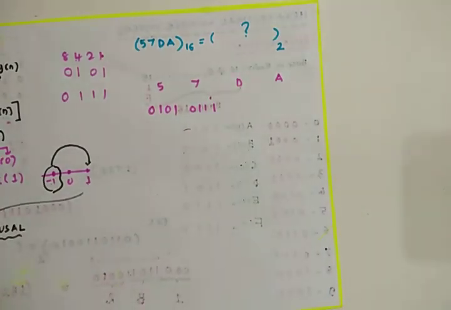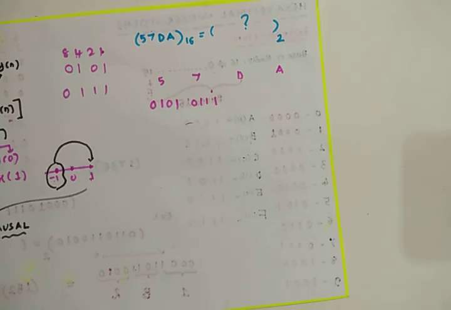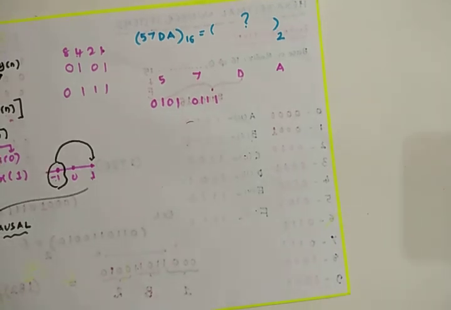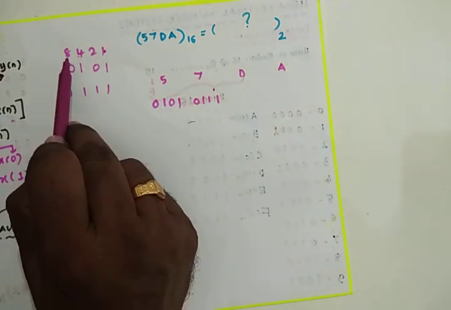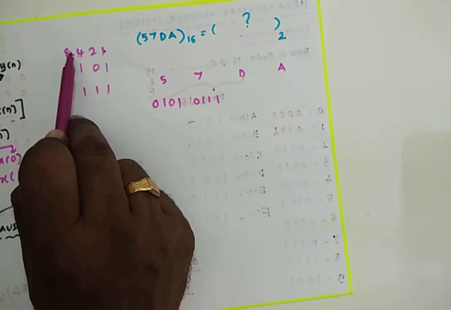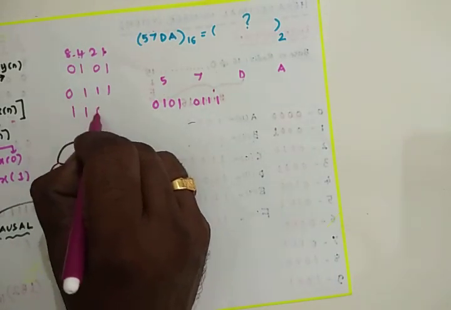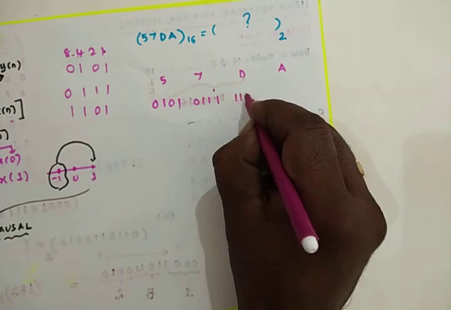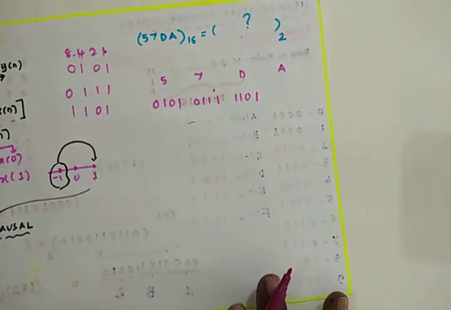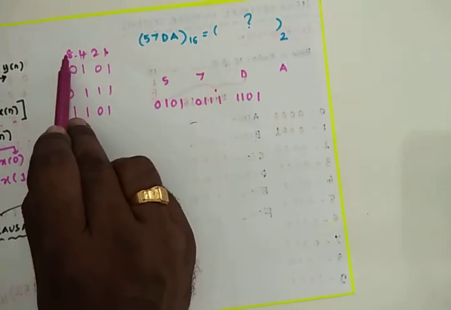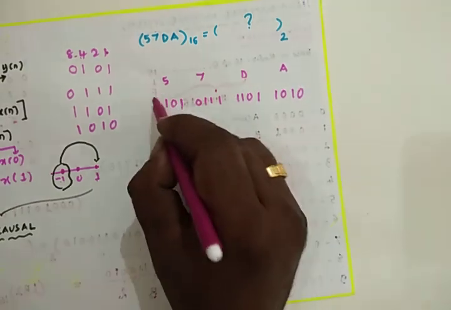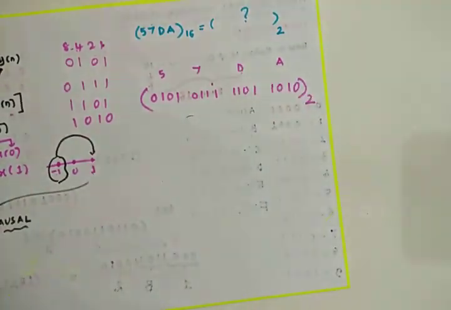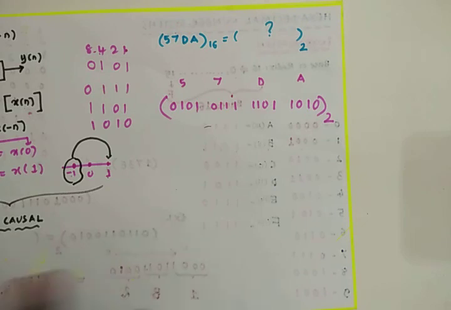D is nothing but 13. F is 15, E is 14, D is 13. How can I get 13? 8 plus 4 is 12, plus 1, that is 1101. A is nothing but 10, that is 8 plus 2, so 1010. Now this is the required binary number for the given hexadecimal number.